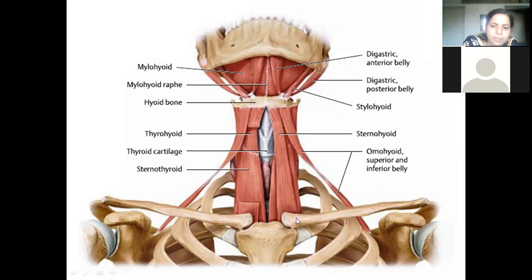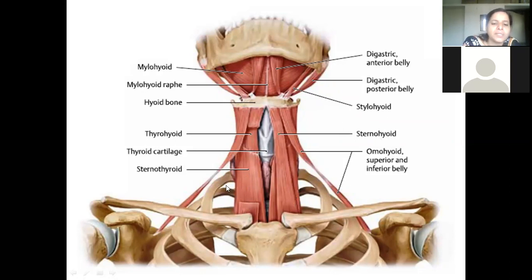See, this is the clavicle bone. This is the sternum bone, the manubrium part of the sternum. So from here to the hyoid bone, you have a muscle called sternohyoid. That means the starting point is the sternum and the ending point is the hyoid bone. That's how it has been named sternohyoid. If you just cut this sternohyoid, below it you have another muscle. We have cut sternohyoid here.